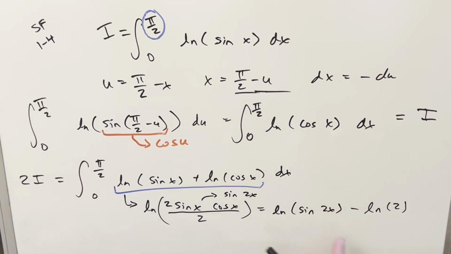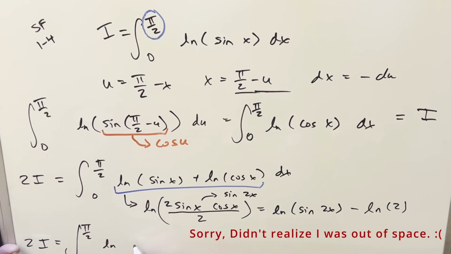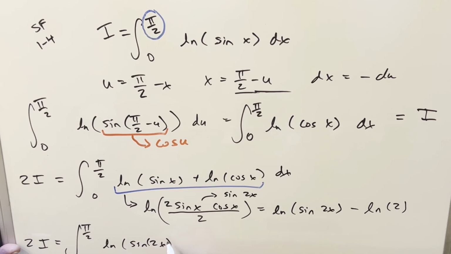And so when I rewrite the integral, now I can split this into two integrals. We're still working with two copies, 2I, and we're integrating from 0 to pi over 2. The first integral is going to be natural log sine 2x. Now for this other integral, when I split this out, because this is a constant, I can bring this out front of the integral sign. And now we're just integrating 1.